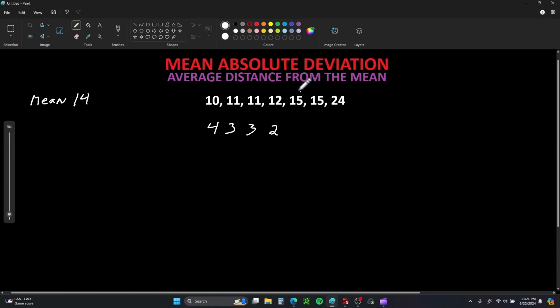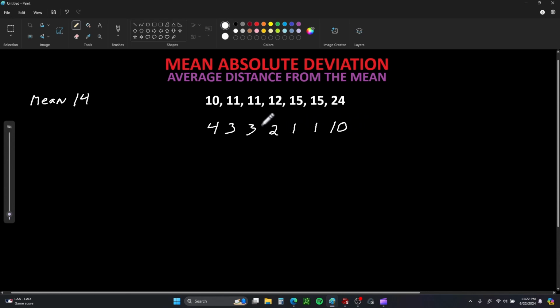Now it doesn't matter if it's bigger or smaller. This is 1 space away from 14. Again, 14. And for this one, it's 10. And believe it or not, we're actually almost there. To find the mean absolute deviation, all I'm going to do is add up these numbers and divide by 7. And so these are the distances each number is from the mean.